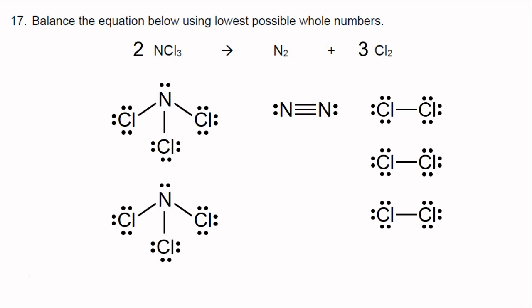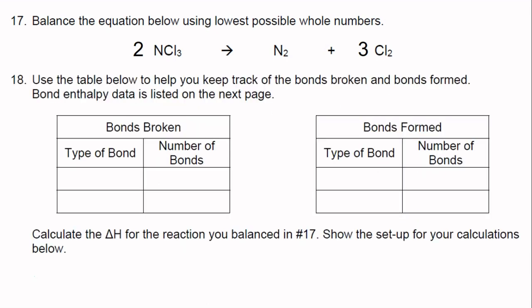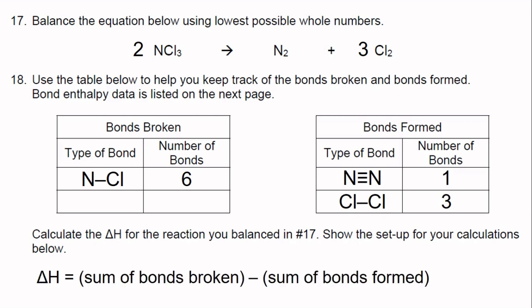So the bonds that are being broken would be 6 N-Cl bonds. And the bonds that are forming would be 1 N-N triple bond, and then 3 Cl-Cl single bonds. So we're breaking 6 nitrogen-chlorine single bonds. We are forming a nitrogen-nitrogen triple bond, and we're forming 3 chlorine-chlorine single bonds. Let's go find the table of bond enthalpy data so we can keep track of these numbers.